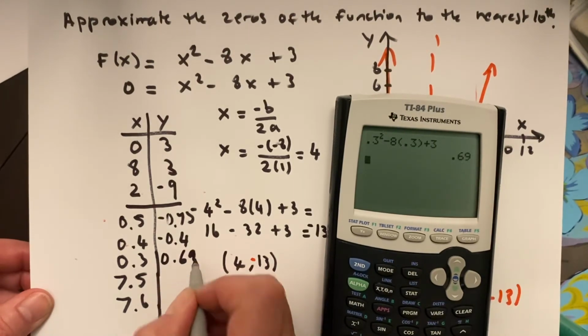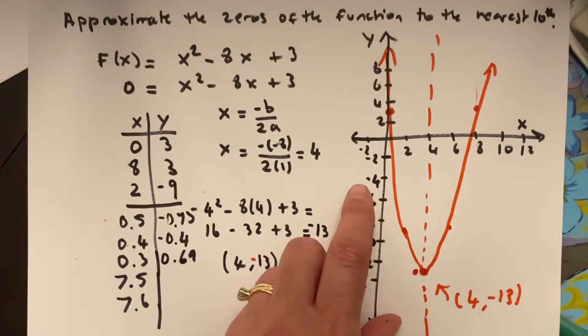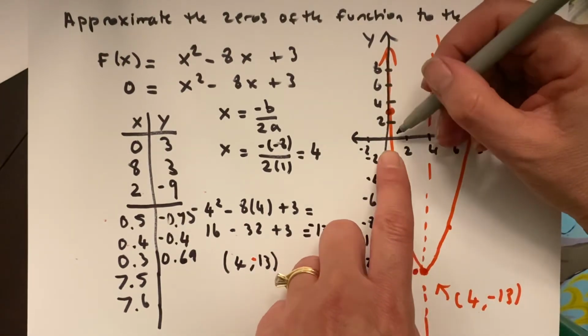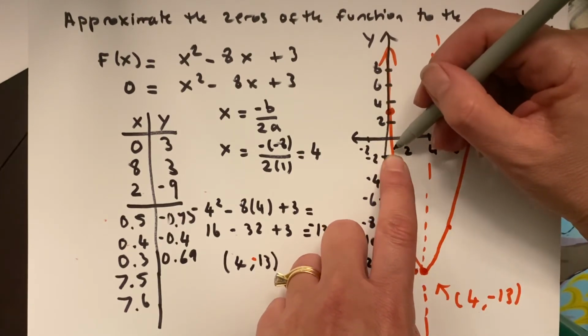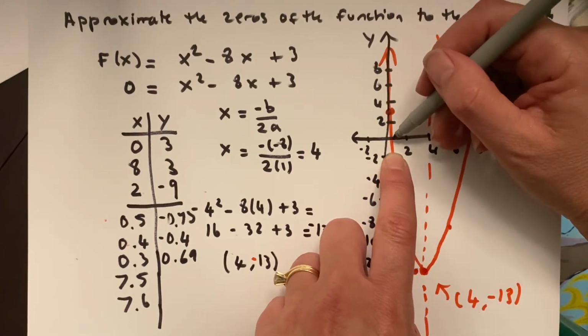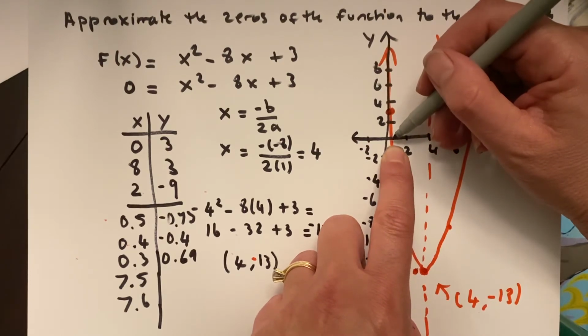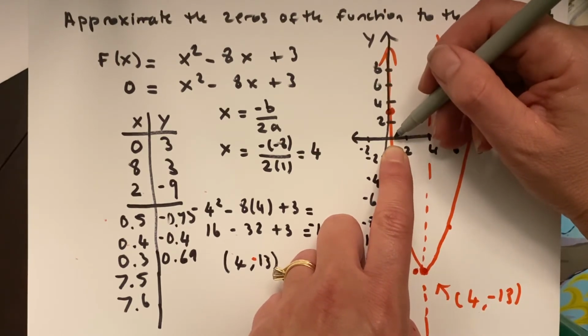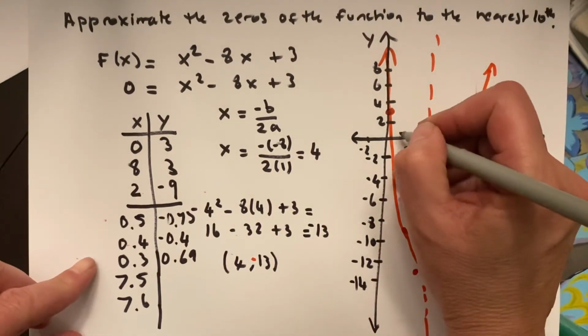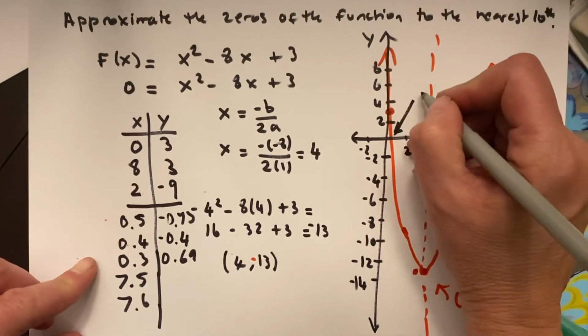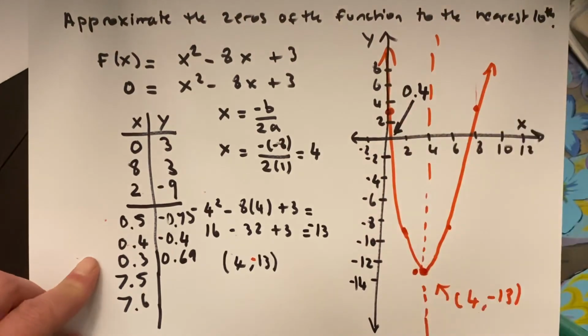So clearly, as I'm at 0.5, I am on the negative side, right? If x is 0.5, I'm in the negative, and I'm getting closer and closer. And as I get to 0.4 on the x value, I'm probably at the closest I can get to the x-axis. And so therefore 0.4 is going to be my first answer. This is going to be 0.4.